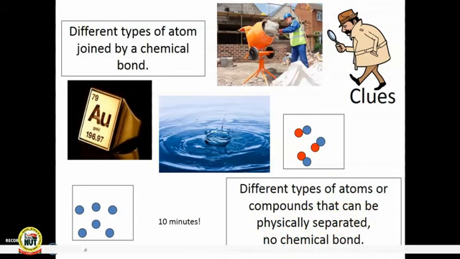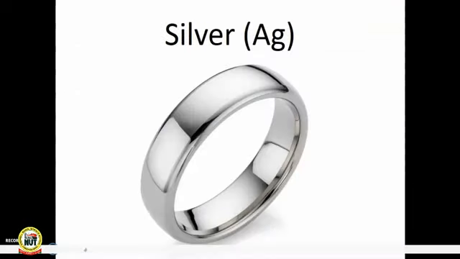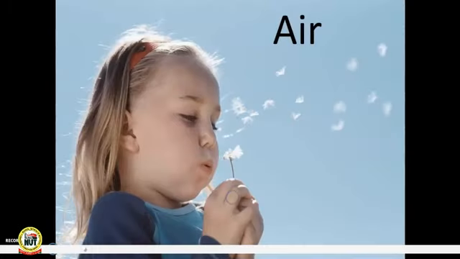First, the first group should be those types that are joined together by chemical bond. Then the second one should be those types that are not joined together by chemical bond. Now, sodium chloride is common salt or table salt. Is this a compound, a mixture, or an element? You tell me. This is silver, a silver ring. Is it a compound, element, or mixture? This is an iron gate. Is this a compound, element, or mixture?